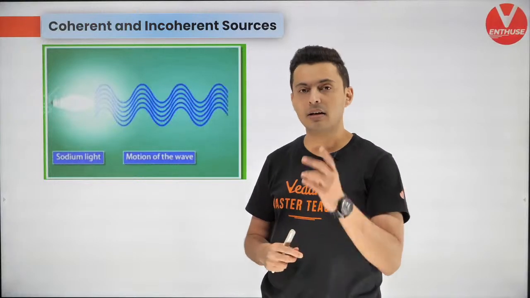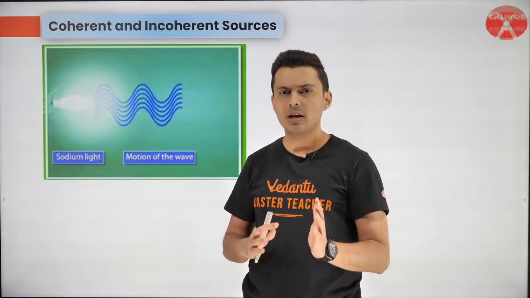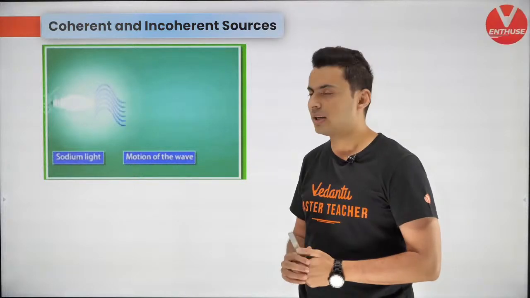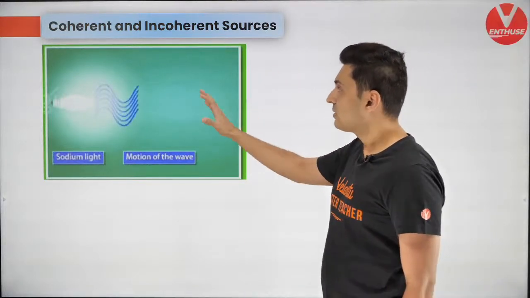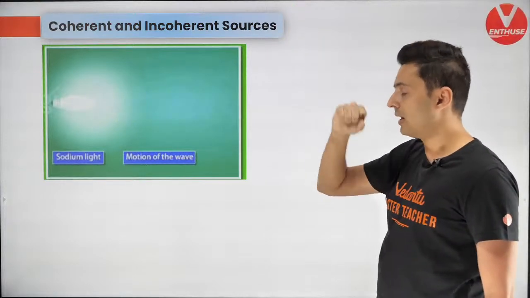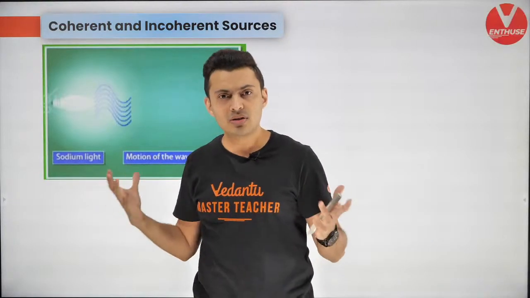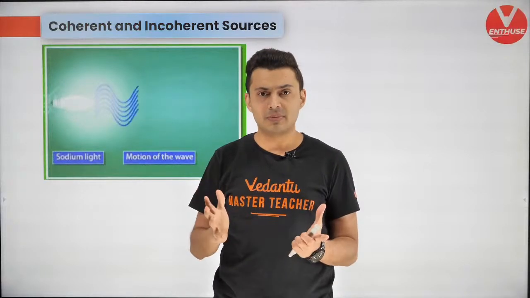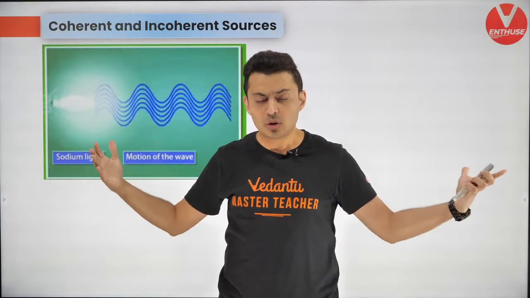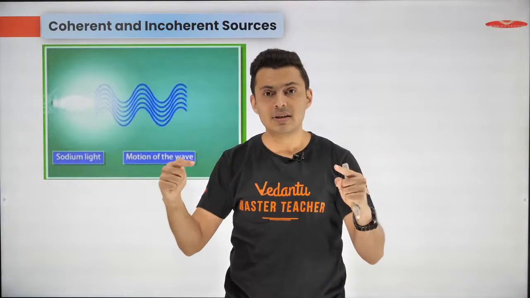Now in light, there are two kinds of sources. Actually, even in sound, you can have those sources, but more specifically in light, it makes a big difference. There is one thing called the coherent source, the other thing called the incoherent sources. Coherent means a light source which emits, all right, or two light sources which emit wave fronts or waves together and in sync.